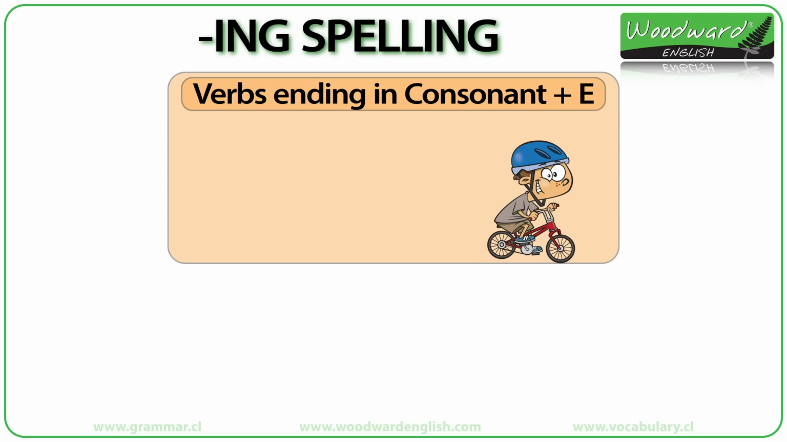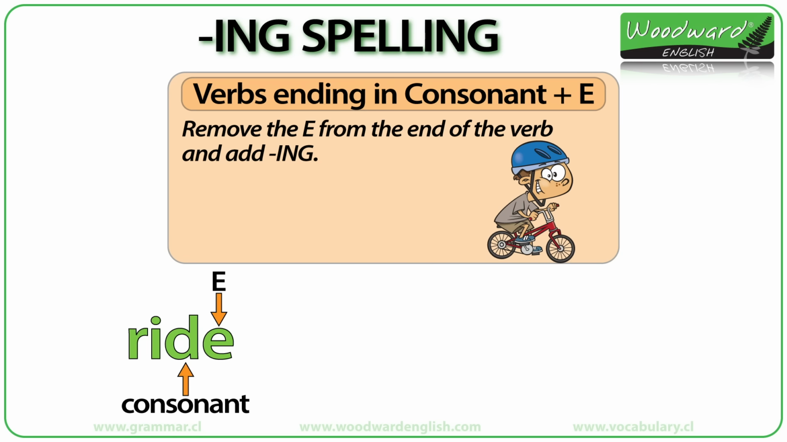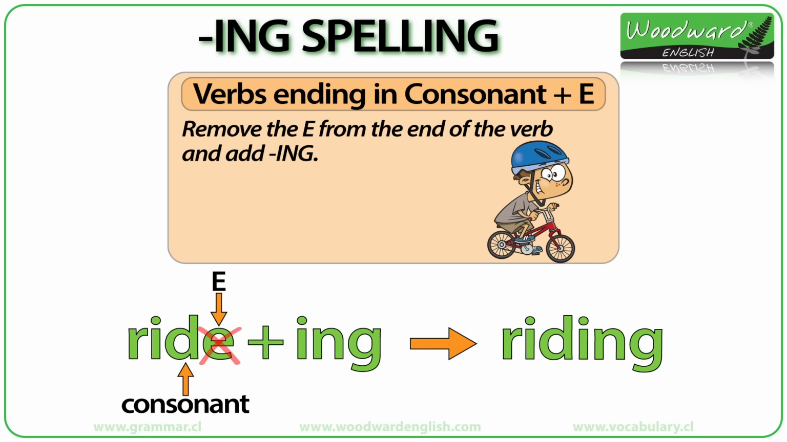Verbs ending in a consonant plus E. When a verb ends in consonant plus E, we remove the E from the end of the verb and add ing. For example, ride. Ride ends in the consonant D, followed by the letter E. What do we do? We remove the E and add ing. So now it is written as riding.